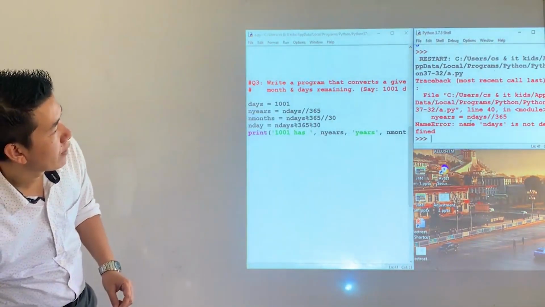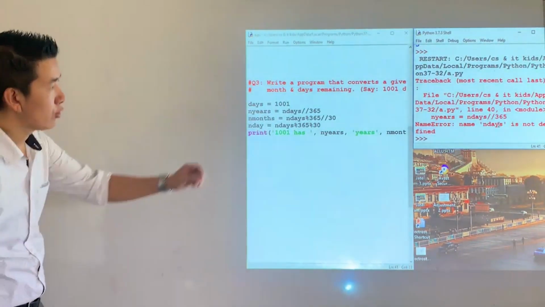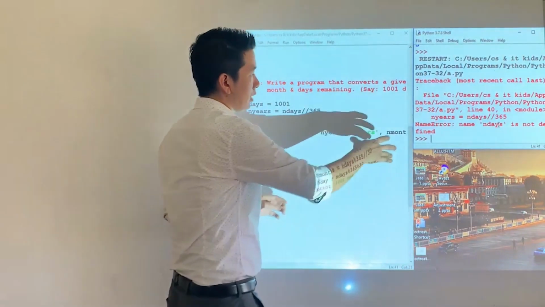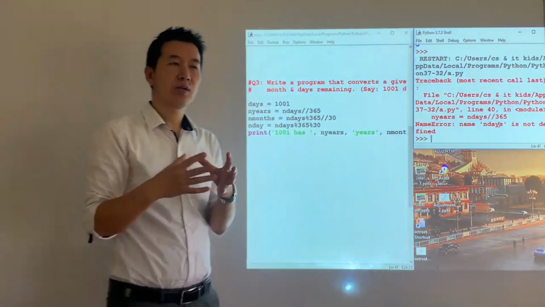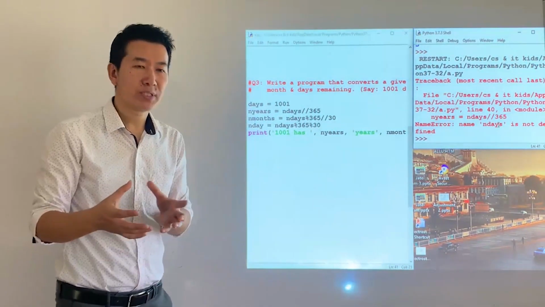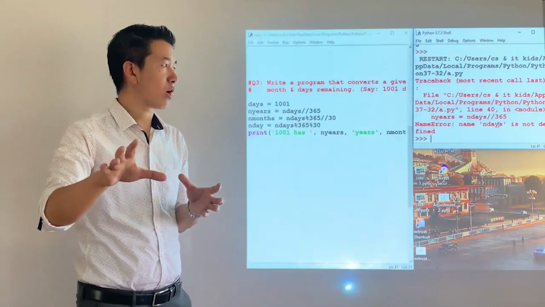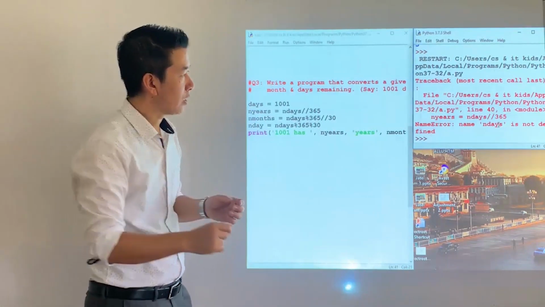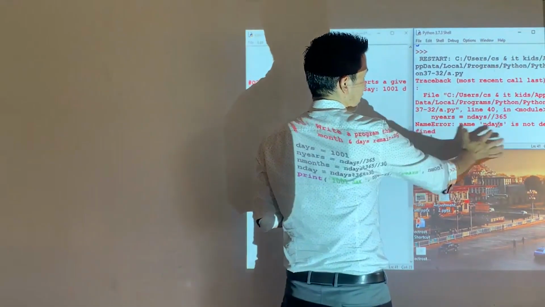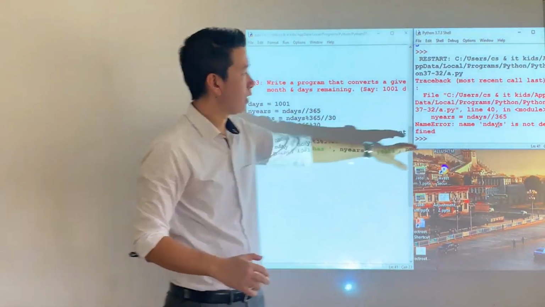Okay, I have an error. N days is not defined. Look at this. Now, it's a good idea, in the sense that if the program reports an error, which is a likely scenario in your programming process, okay? But just look at the output. The Python interpreter is very friendly in nature. It will highlight the error.